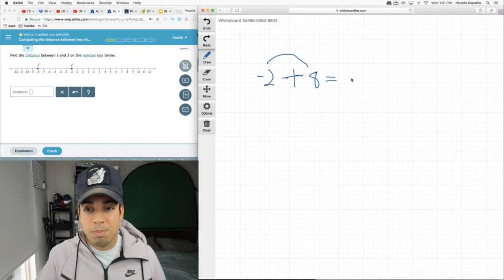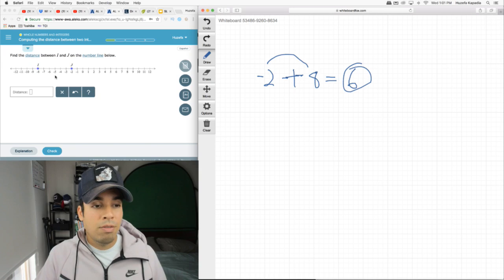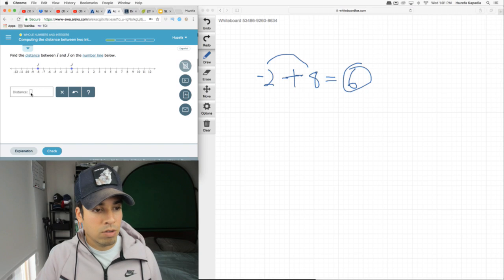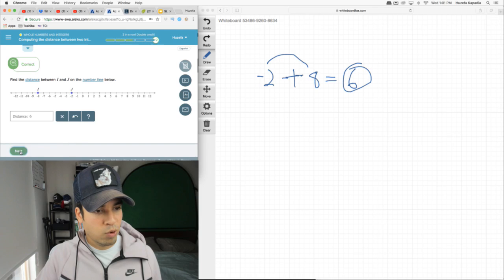And since the positive is the bigger force, we know that the final answer has got to be positive, and we're going to get a 6. If you're not sure about that, you can just count again and say it's 1, 2, 3, 4, 5, 6. So it's definitely a distance of 6. Cool.